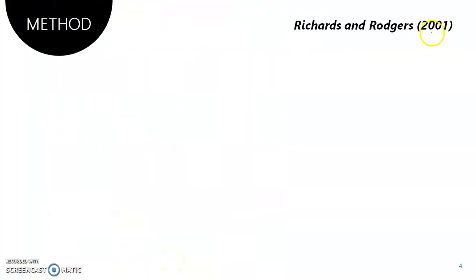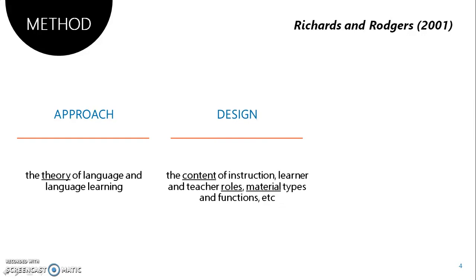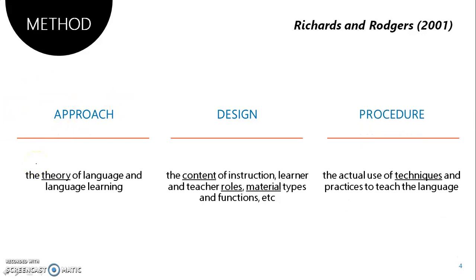Now, in a newer definition of what method, approach, and technique are, Richards and Rogers suggested an umbrella term, which is the word method. We start from the word method and then we move on. Richards and Rogers defined the approach as the theory of language and language learning. Then we have the design, that is the design of the course or the subject, which includes the content, the roles of the teachers and the learners, and the material types.